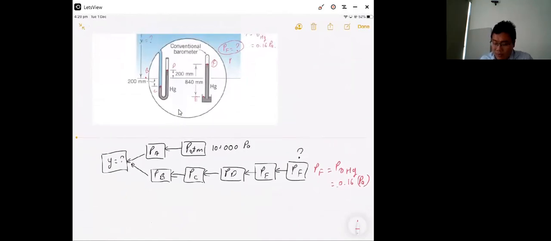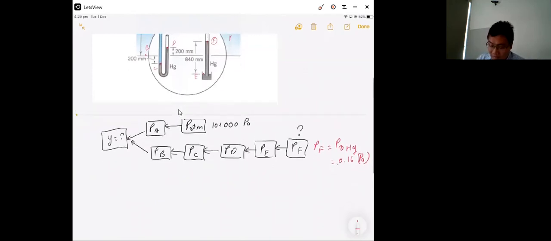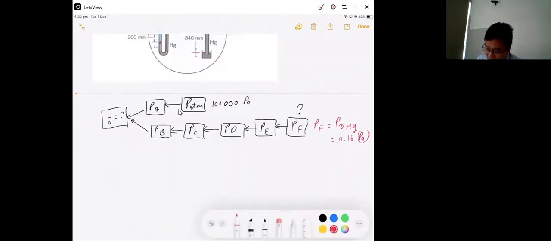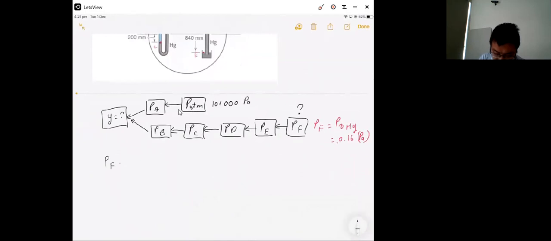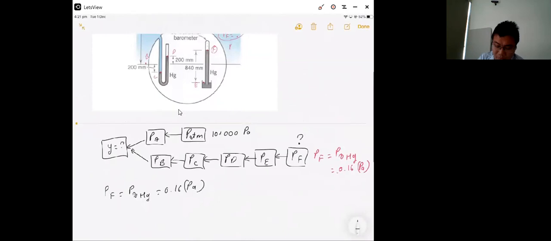Now when you have PF, you can find PE. From PE, you find PD. From PD, you find PC. And from PC, you find PB. And from atmospheric pressure, you find PI. And Y you have from the difference between PI and PB. So we will start from PF. PF is the vapor pressure of mercury, 0.16 Pascal.